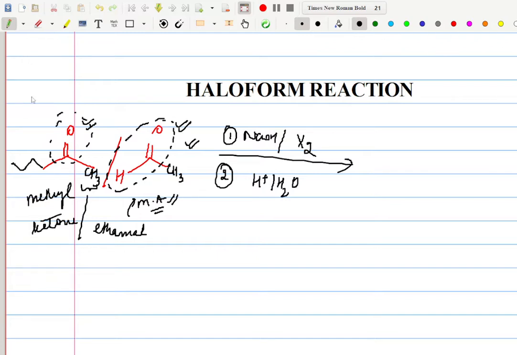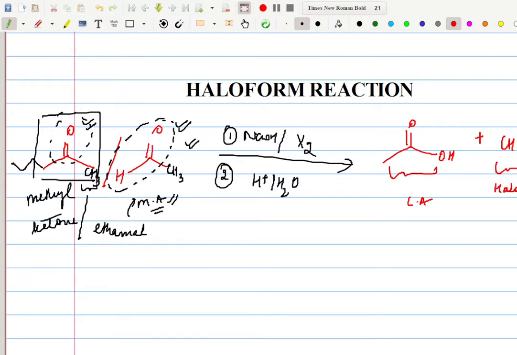So if I'm considering this particular ketone, the one which is in red, the products that you're expecting are a carboxylic acid group along with a haloform, okay. Now this is a carboxylic acid, of course the corresponding acid of the corresponding ketone that we have taken, and this is your haloform. Haloform meaning if the halogen is, let's say, chlorine, we will be getting chloroform, okay. If this halogen was chlorine, we would have gotten chloroform. If this would have been iodine, we would have gotten, of course, iodoform, okay, and so on and so forth.